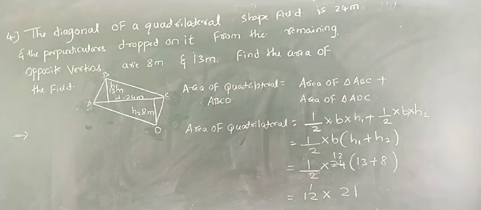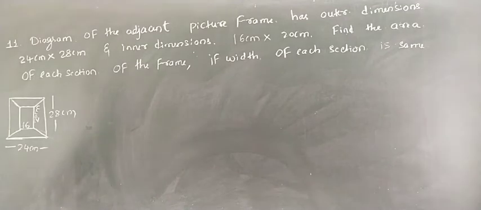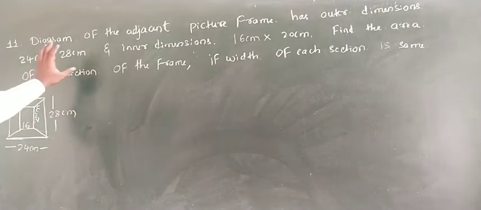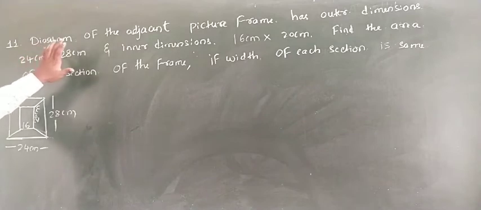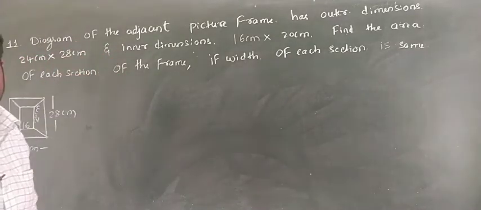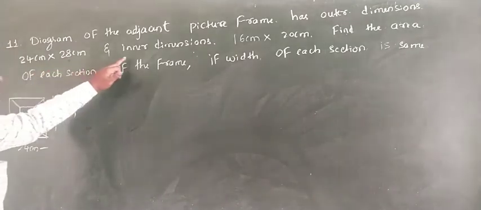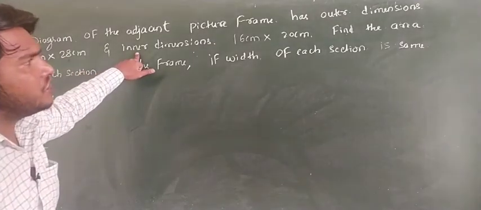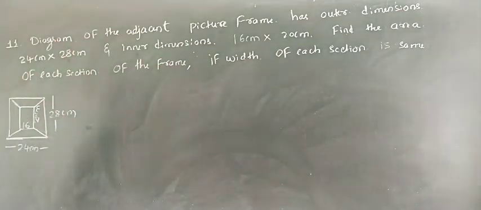I hope you understood this fourth main question. Now comes exercise number 11.3, the last question from your exercise, and the remaining examples you have to solve by yourself. The diagram of the adjacent picture frame has outer dimensions 24 centimeter into 28 centimeter, and the inner dimensions are 16 centimeter and 20 centimeter. Find the area of each section of the frame if the width of each section is the same.